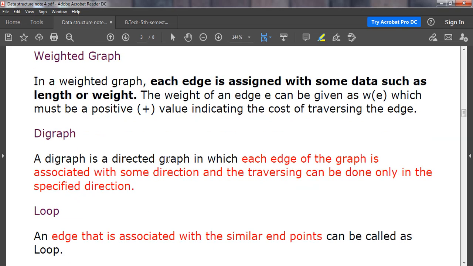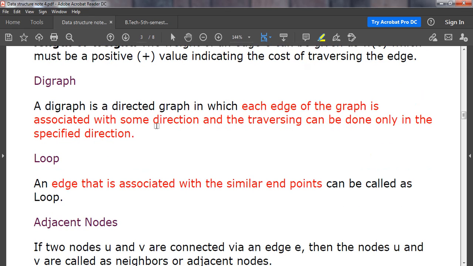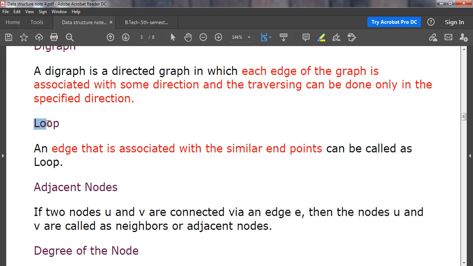What is a digraph? A digraph is a directed graph in which each edge of the graph is associated with some direction and traversing can only be done in a specific direction. That's a digraph. All the edges will be associated with one direction and it can only be traversed in that direction. What is a loop? An edge that is associated with similar endpoints is called a loop. So there is a looping.